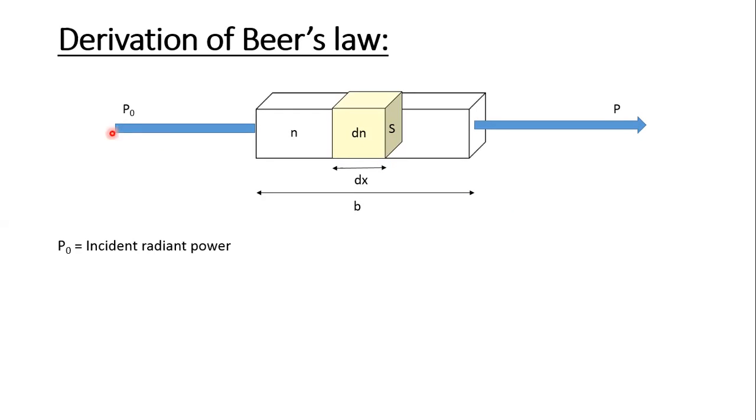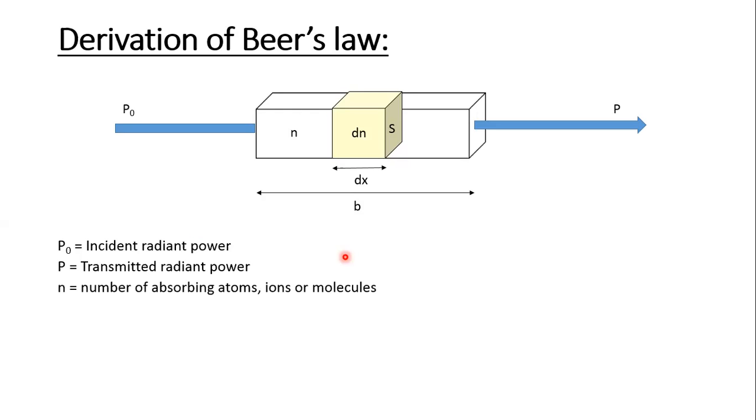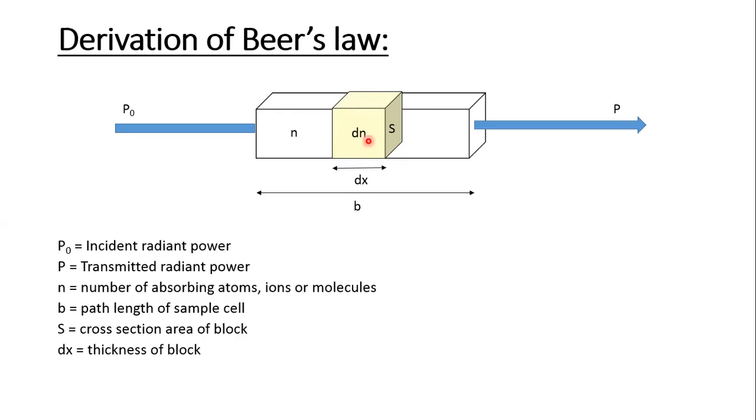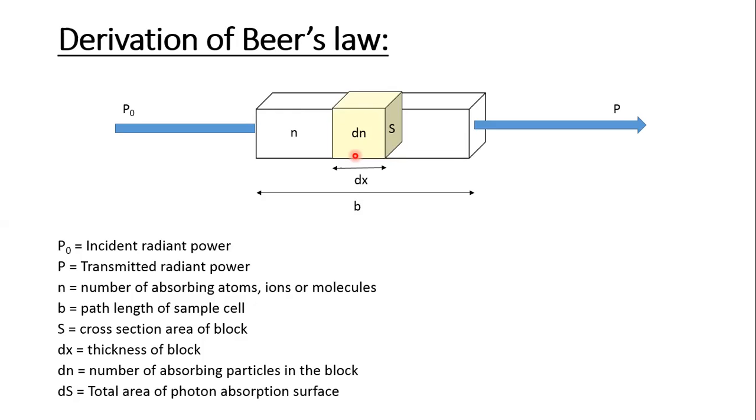As we discussed, P naught is the power of incident light, P is the transmitted light power, n is the number of absorbing atoms, ions or molecules, and b is the path length. S is the cross-sectional area of this block, dx is the thickness of this block, dn is the number of absorbing particles in this block, and finally dS is the total area of photon absorption or capture surface.